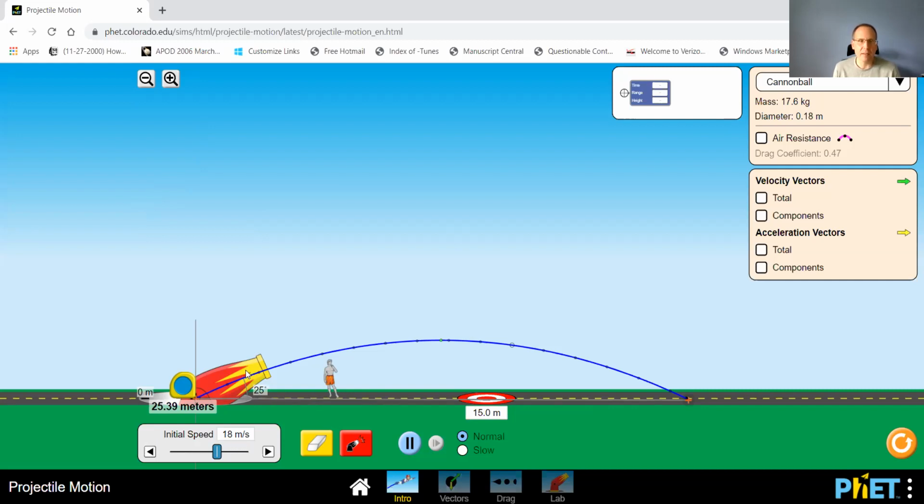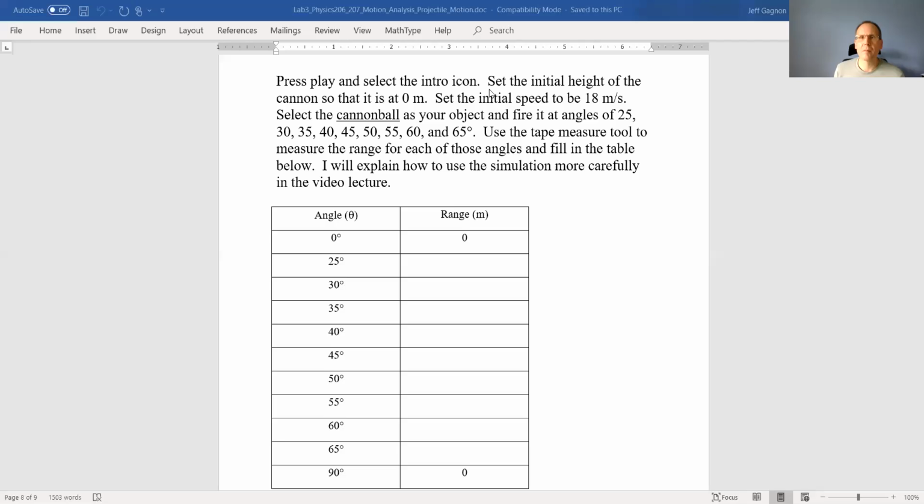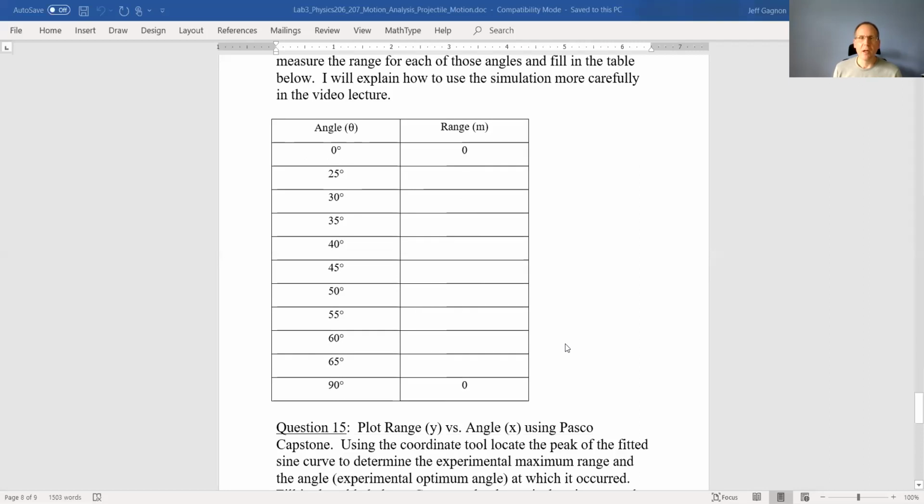Then you would increase this to 30 degrees, right? Launch it, and then measure the range, record that, and so on and so forth, until you get all the values. Okay, so let's assume you have all the values, right? This table's filled out. You're going to do another plot using Pascal Capstone.